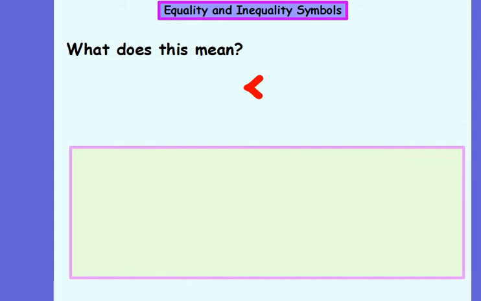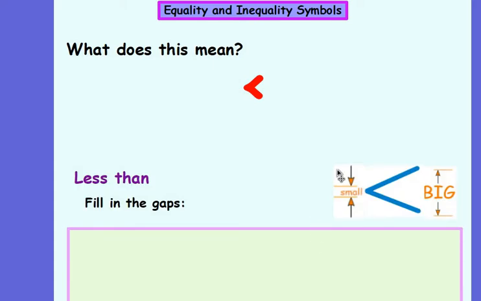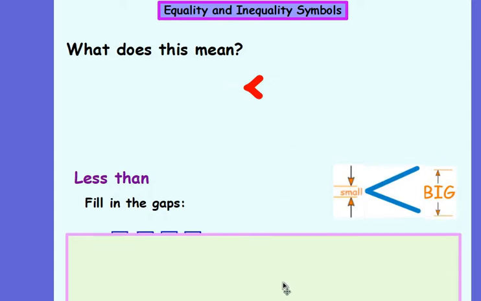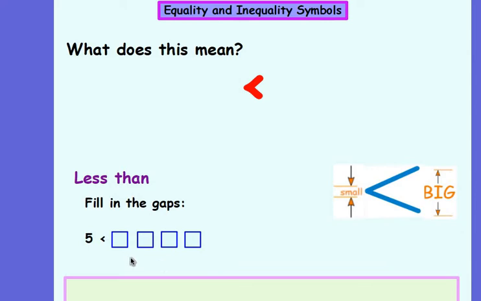Okay, Year 8, in your light blue books, what does this mean? Pause the video, have a little think. Okay, this one means less than. So again, we put the smaller number at the smaller end of the less than symbol and the bigger number at the bigger end of the less than symbol. In your light blue books, can you fill in the gaps this time, please? Pause the video, have a go at that.